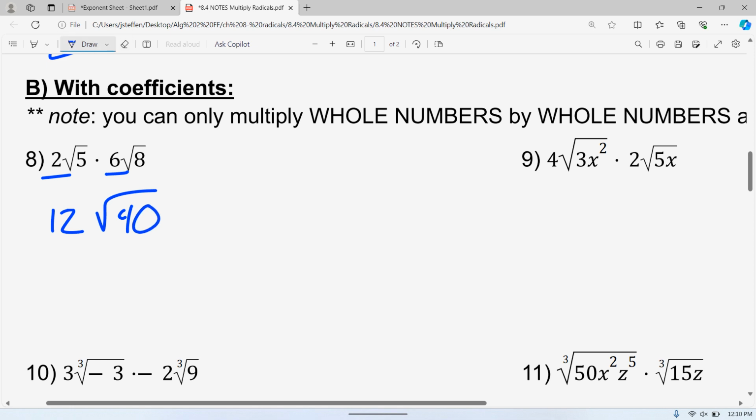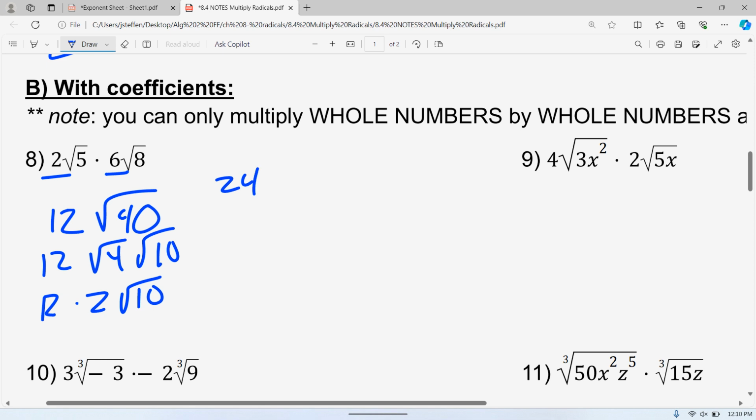But once you're done multiplying, a lot of times you'll be able to reduce a radical. So that square root of 40 you can reduce. It ends up being 4 and 10. We talked about that earlier. Square root of 2 and square root of 10. Multiply the 2 and the 12 is 24. So 24 root 10.